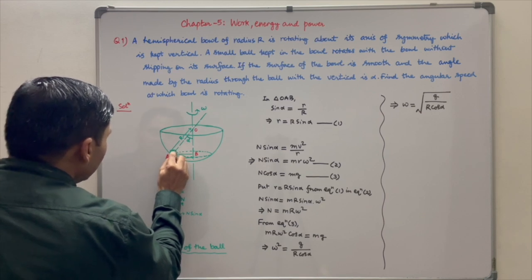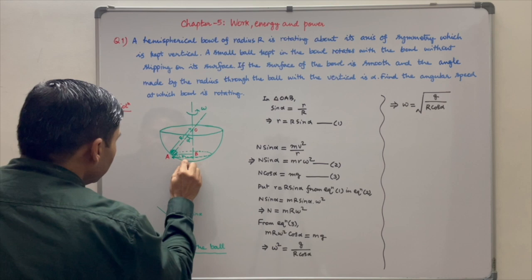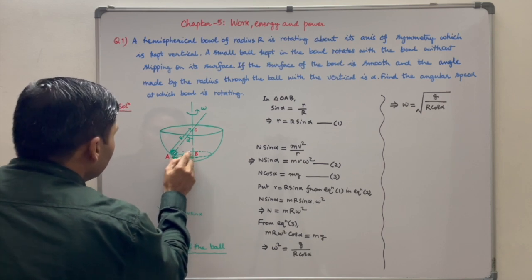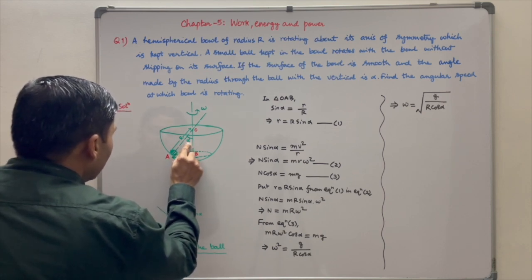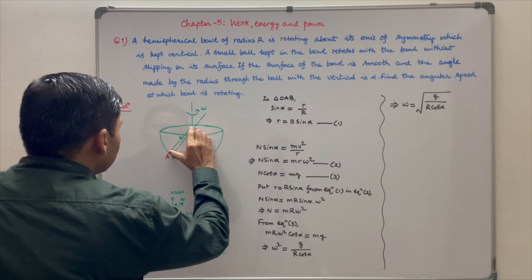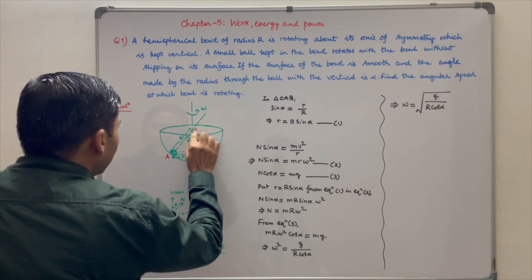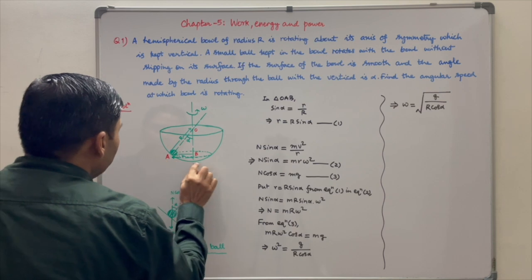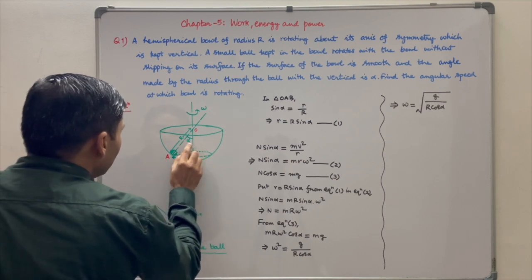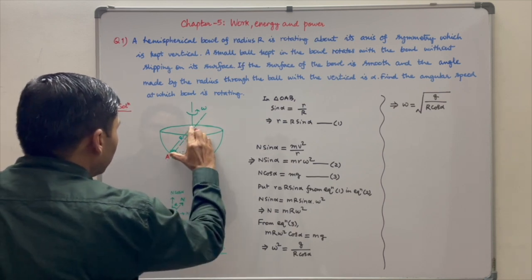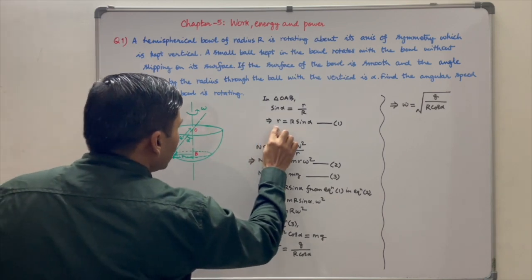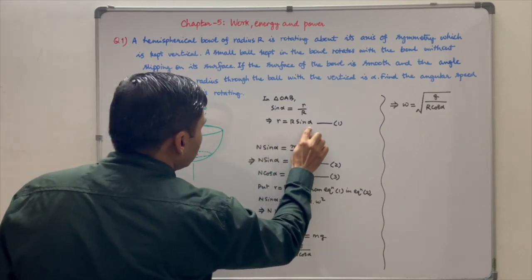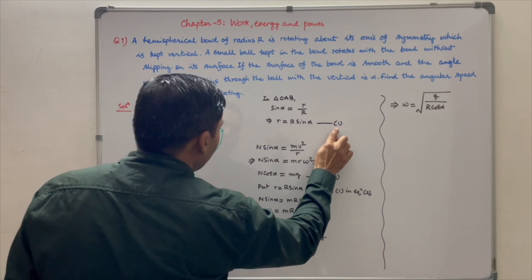This is rotating on a circle of radius small r. This angle is given as alpha. Capital R is the radius of the bowl. So in right angle triangle OAP, sin alpha is equal to small r upon capital R, or small r is equal to capital R sin alpha. This is equation number 1.